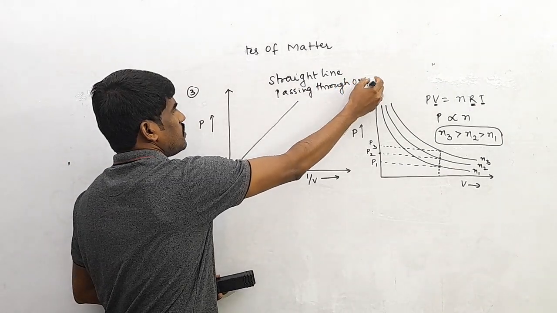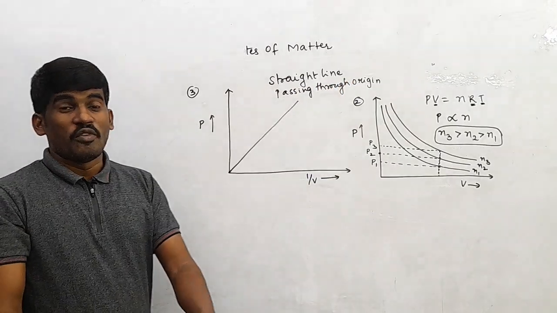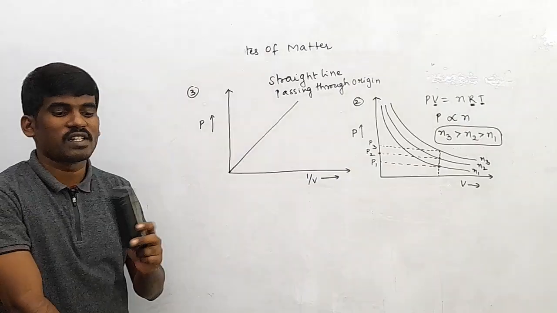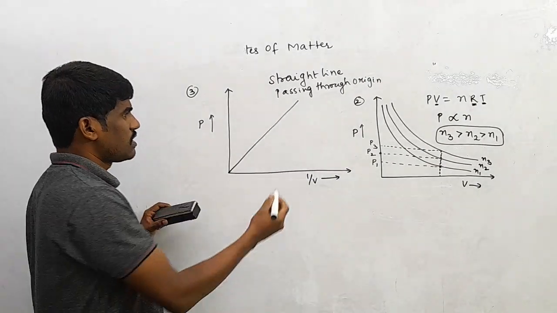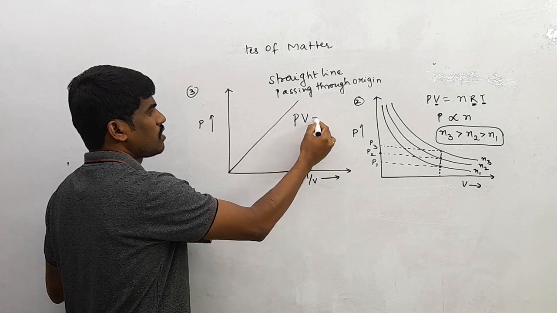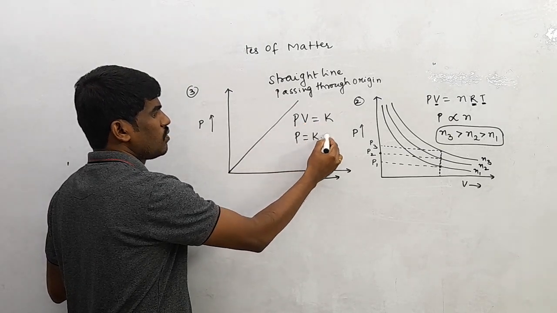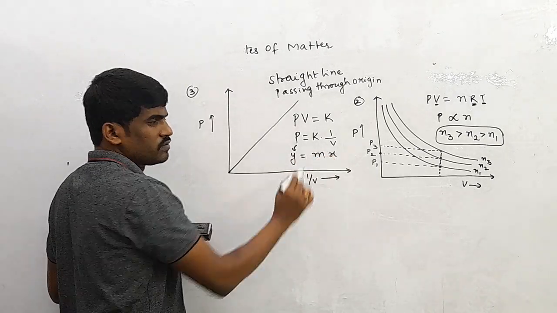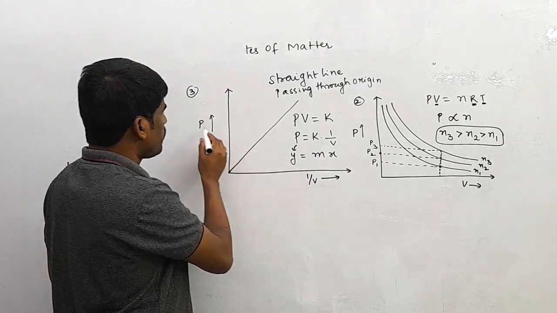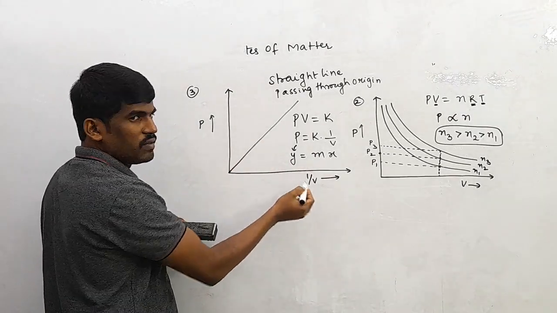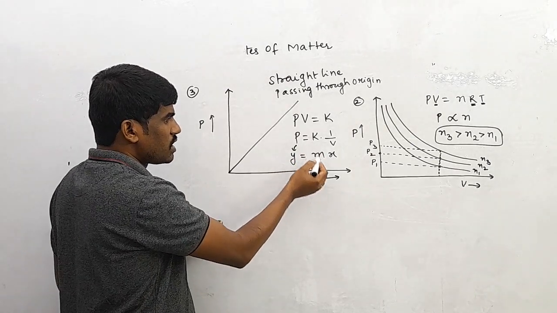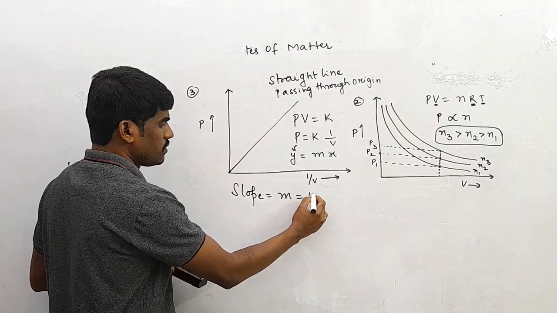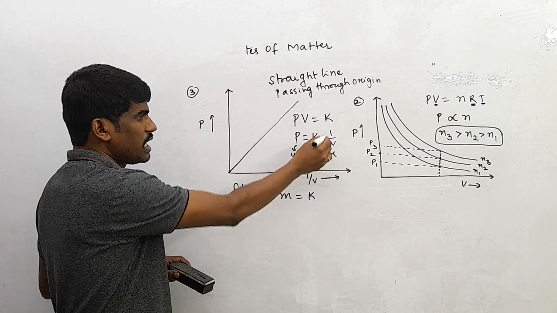Yes. So, what is the graph you are going to get, children? When you draw the graph between pressure and 1 by V, we are going to get a straight line passing through the origin. But how to give that? It's very simple to understand. PV is equal to constant. Then P is equal to K into 1 by V. It is in the form of y is equal to mx. Y component is pressure, X component is 1 by V, and then m is nothing but the slope. That slope m is equal to K, and the X component is 1 by V.